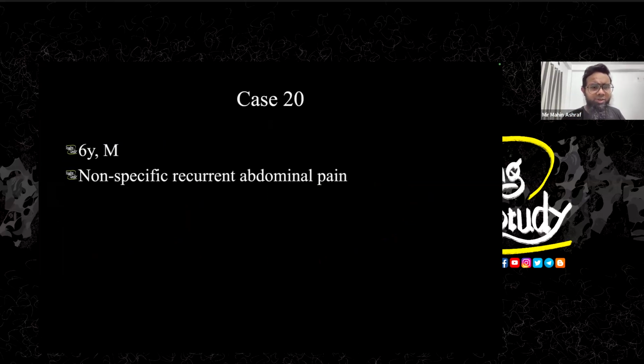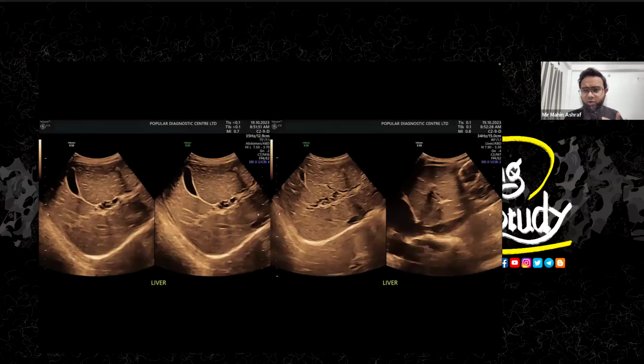Now come to the case number 20. This is a 6-year-old male patient with non-specific recurrent abdominal pain. So, okay, let's see what we have got on ultrasound. So here's the picture of the liver. It looks quite normal, but when I looked at the portal vein, it doesn't look normal. So here you can see at the level of portal vein, you can see multiple cystic or vascular channels actually, but the regular portal vein like appearance is not seen.